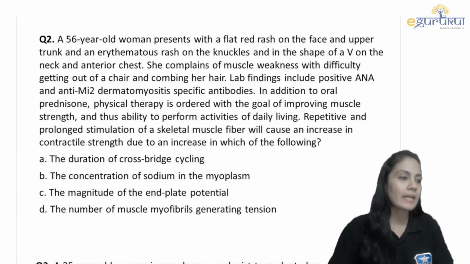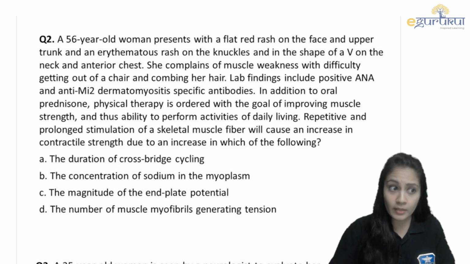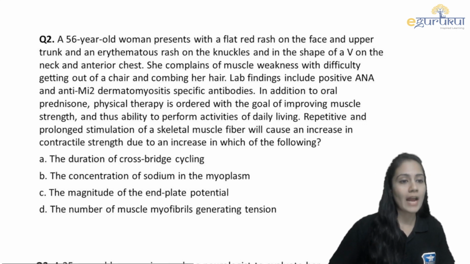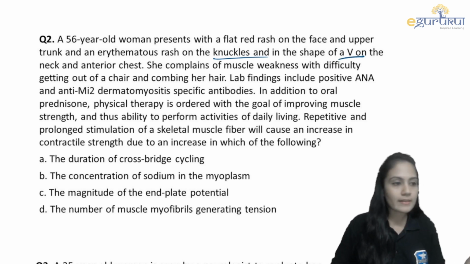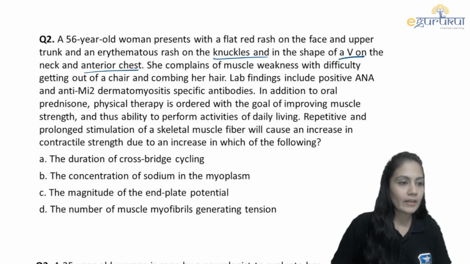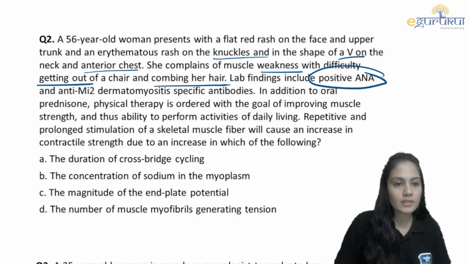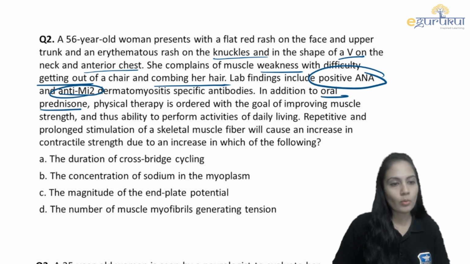The second question is about a 56-year-old woman presented with a flat red rash on the face, upper trunk, erythematous rash on the knuckles, and V-shaped rash on the neck and anterior chest. Basically SLE-like lesions are there. Complaint of weakness, difficulty getting out of a chair, combing her hair, positive ANA and anti-Mi-2: dermatomyositis. ANA is anti-nuclear antibody, right? Then she is on prednisolone therapy.